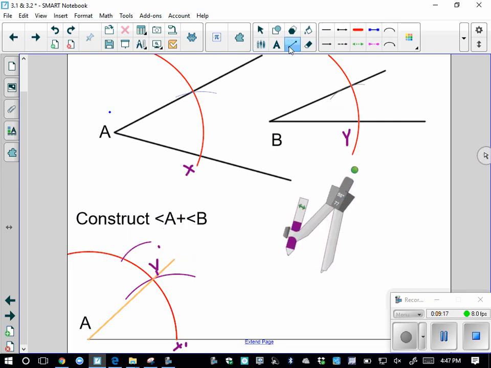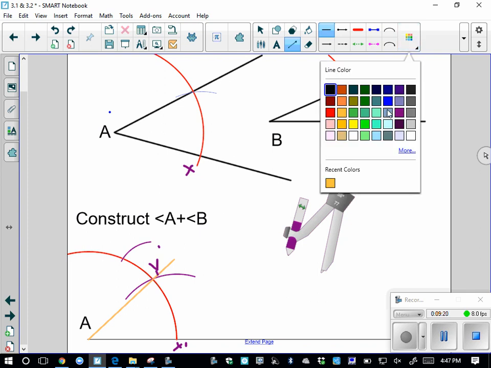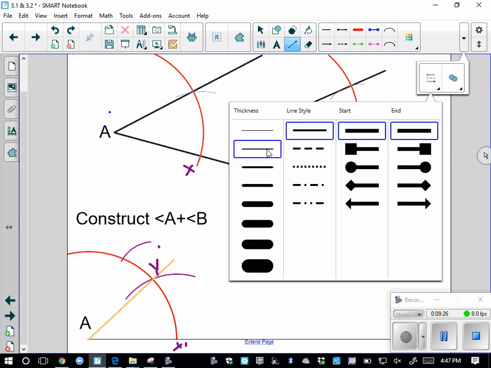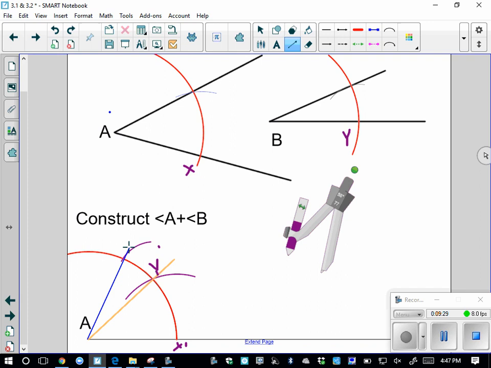So I take my line tool and try to keep my lines reasonably thin. And then pick up my highlighter and this is angle A plus B. And then if you had to subtract angle B, you would just go inward instead of outward. And that's it.